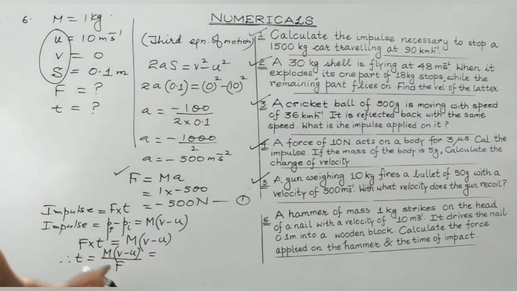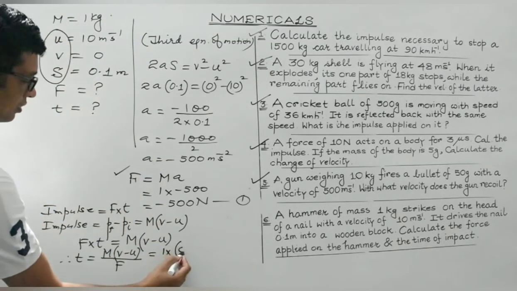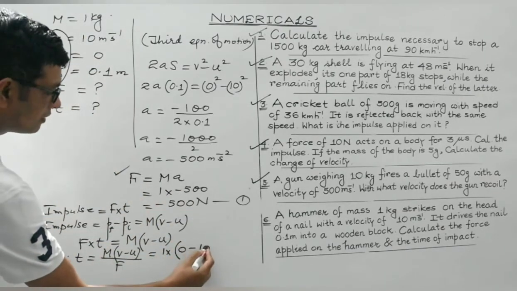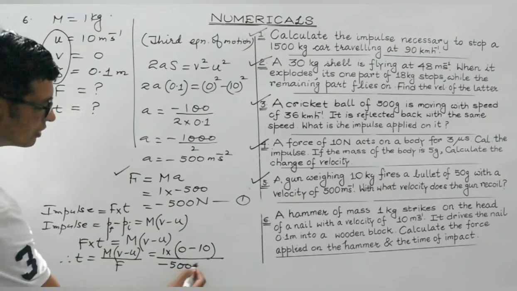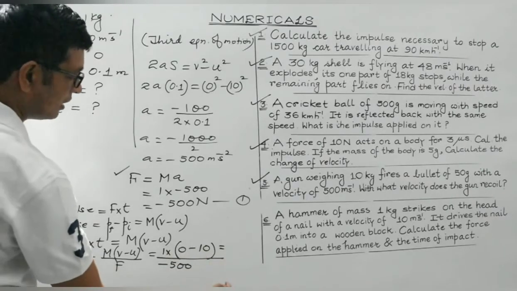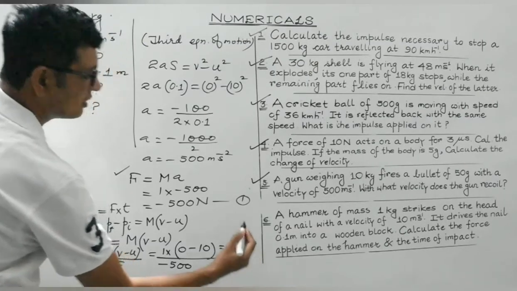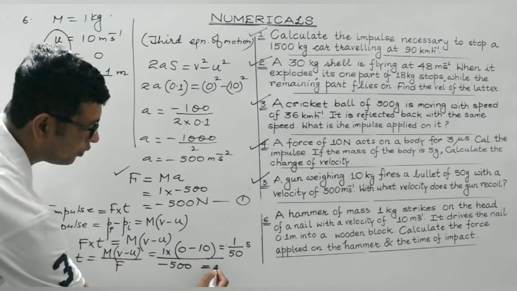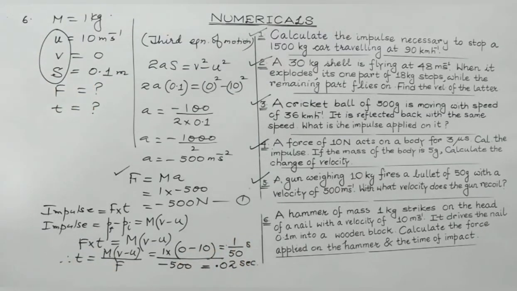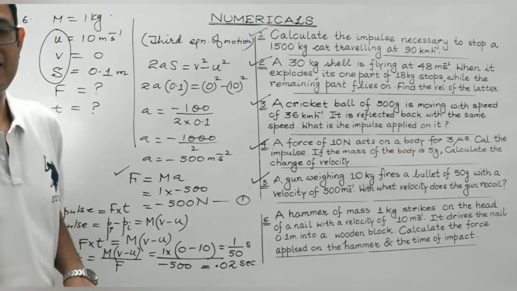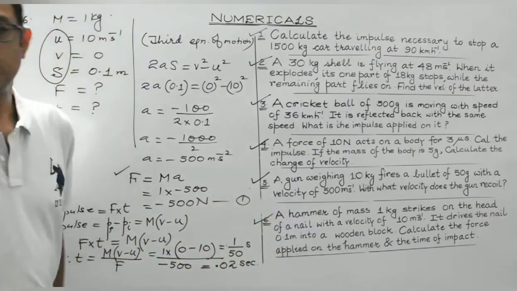So let's substitute the values. m is given to be 1 kg. Final velocity is given to be 0. Initial velocity is given to be 10. And force is given to be minus 500. So what you get is minus 10 by minus 500. So what do you get? 1 by 50 seconds. Or it is equal to 0.02 seconds. So this is the time of impact. So students, both the parts of question number 6 are over, right?